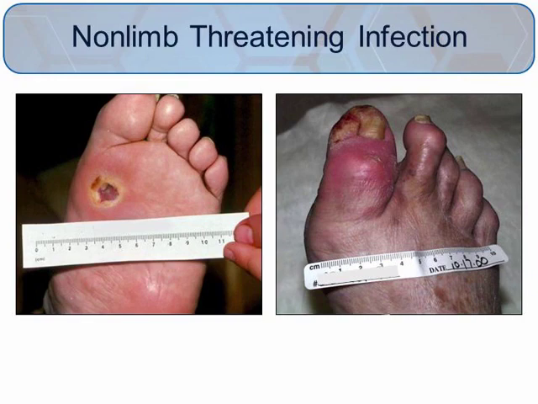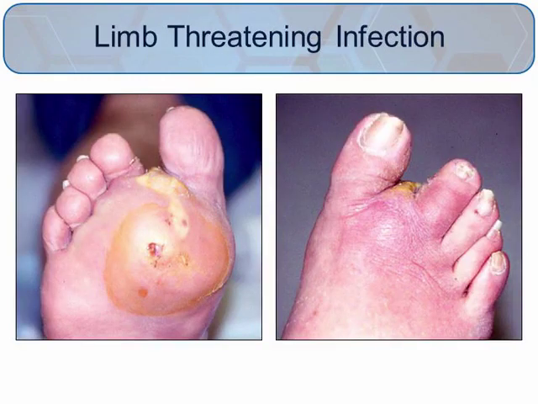A non-limb threatening infection is going to be classified as having less than 2 centimeters of cellulitis, no deep space abscess or osteomyelitis, and no systemic signs of infection, such as we see in both of these photos. Whereas with a limb-threatening infection, now you have more than 2 centimeters of cellulitis. You might have a deep abscess. You might have osteomyelitis. Patient may have coexisting peripheral arterial disease and may have systemic signs of infection.